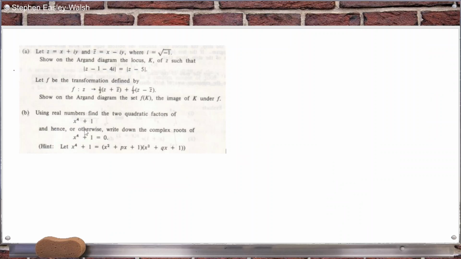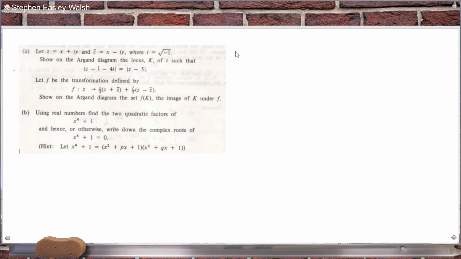Using real numbers, find the 2 quadratic factors of x^4 plus 1 and hence otherwise write down the complex roots of it. So in other words, solve x^4 plus 1. Okay. Now, why does it say using real numbers? Find the 2 quadratic factors of x^4 plus 1. And they give us a hint. So they don't want us to use imaginary numbers just yet. Well, anyways, okay. So we'll take their suggestion.